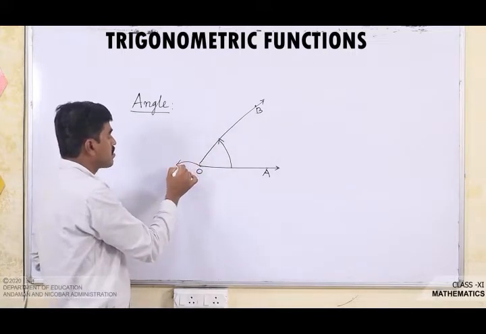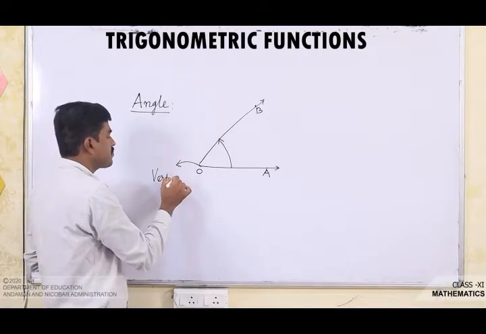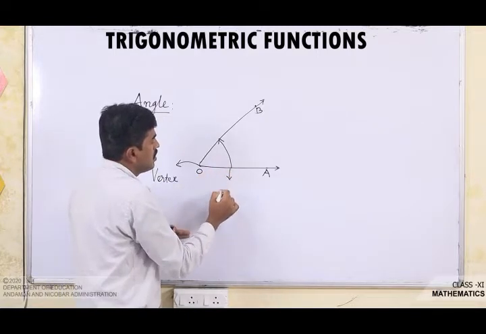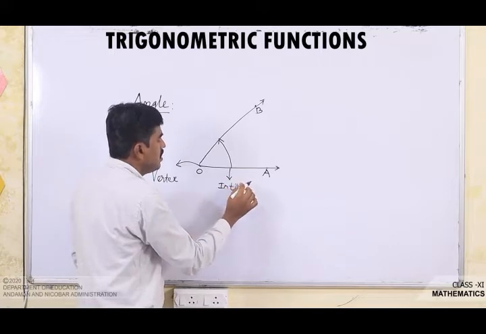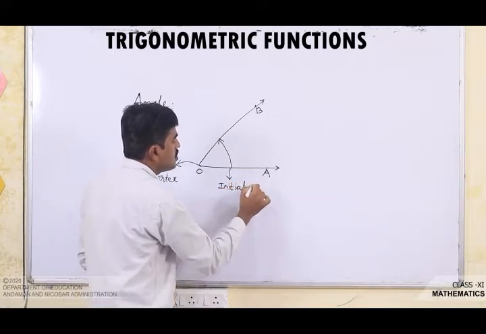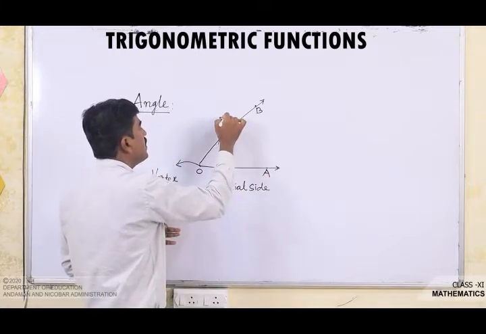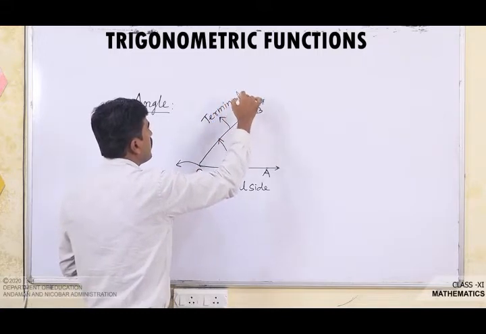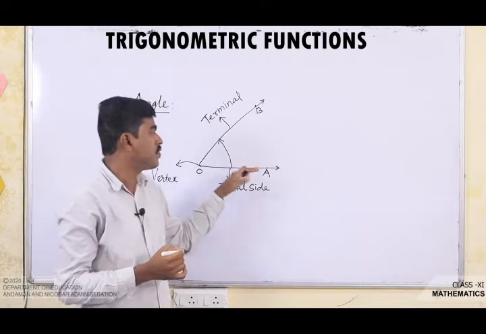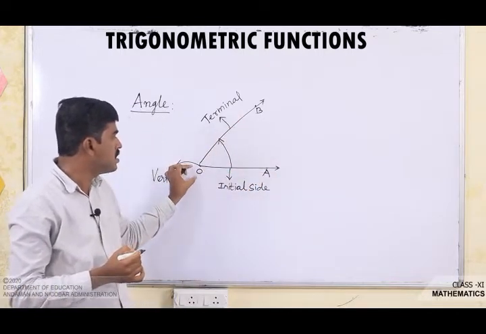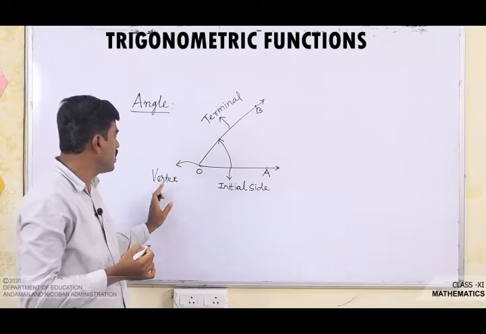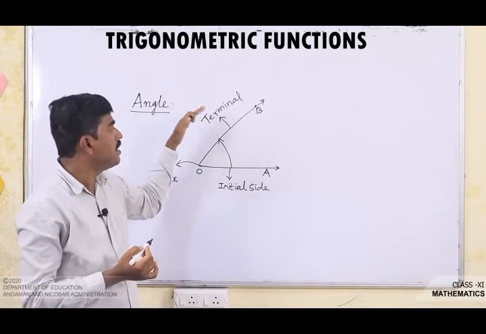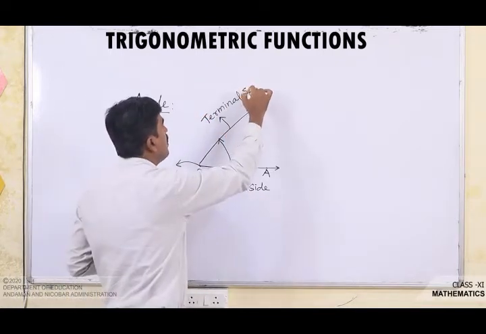Now this fixed point is called the vertex of the angle, and the original ray given to us is called the initial side, and the final position of the ray is the terminal side. So what is an angle? The measure of rotation of a ray about its initial point. This initial point is called the vertex of the angle, the original ray is called the initial side, and the final position of the ray is called the terminal side.